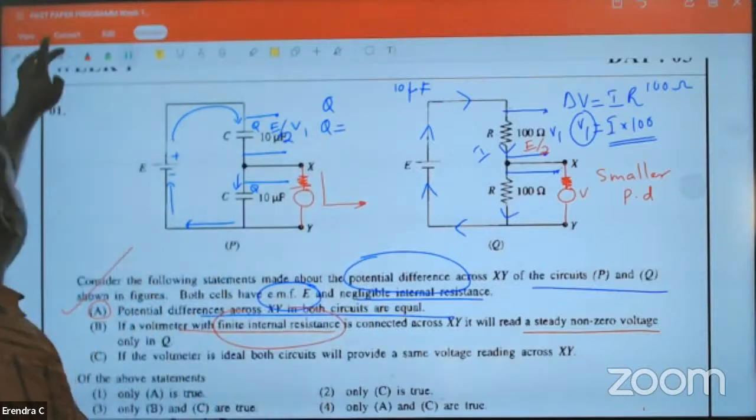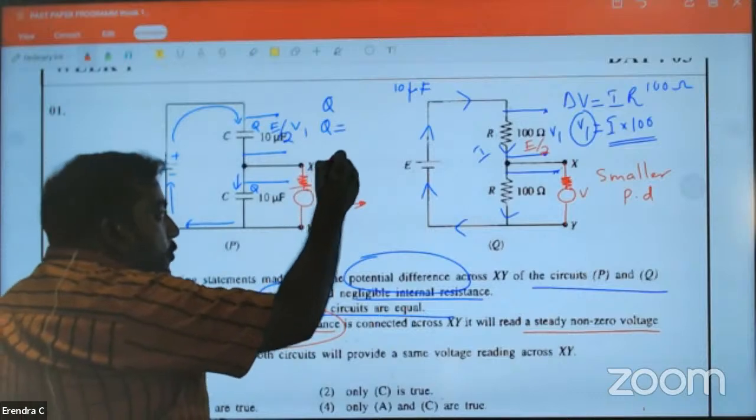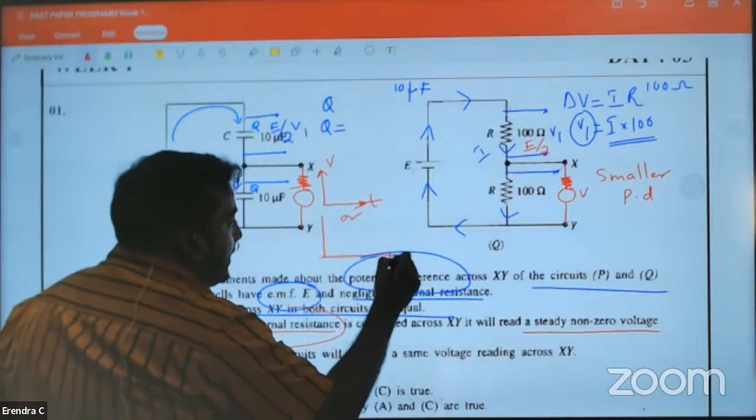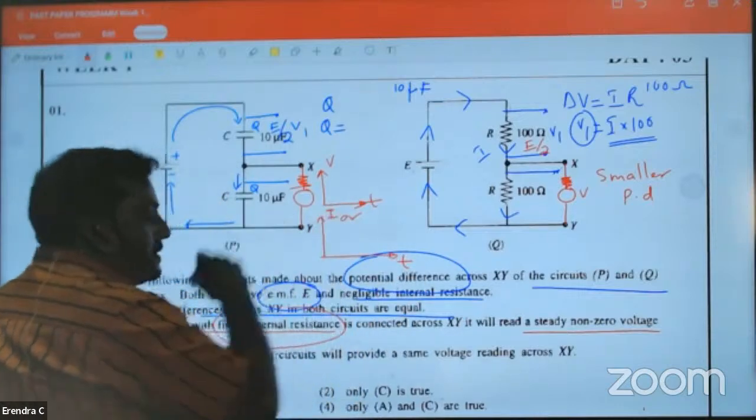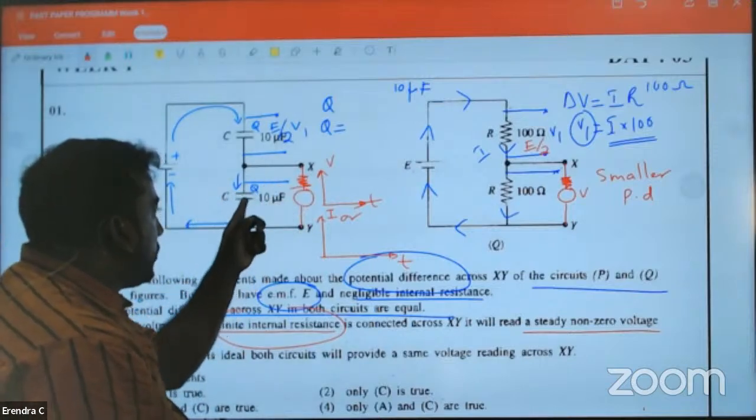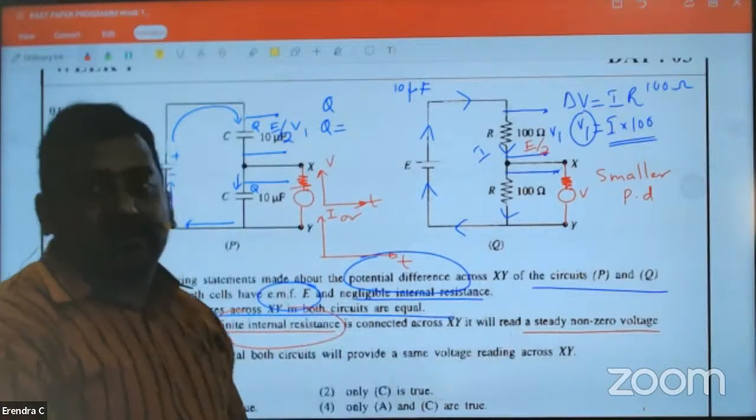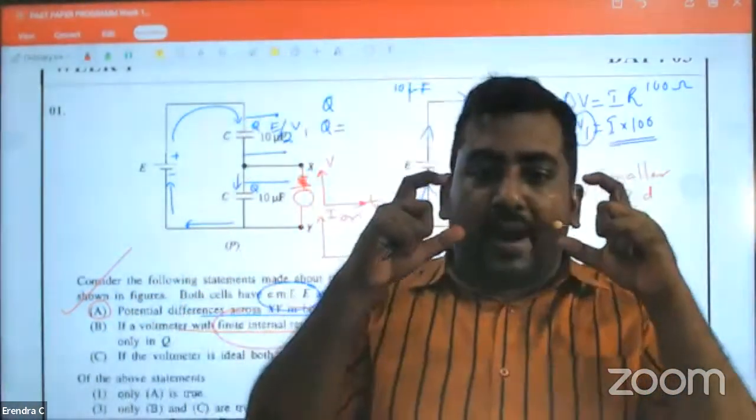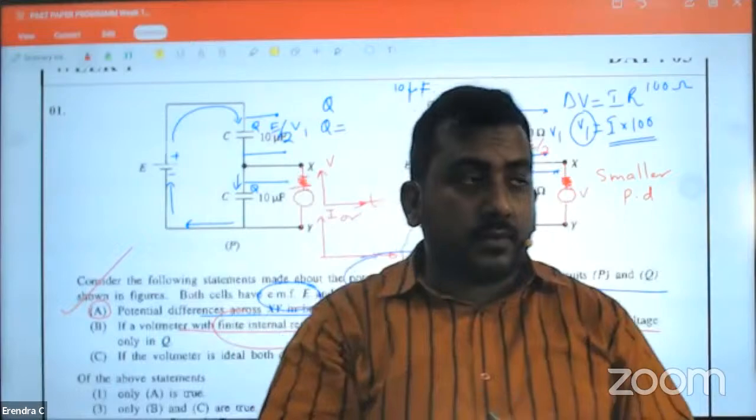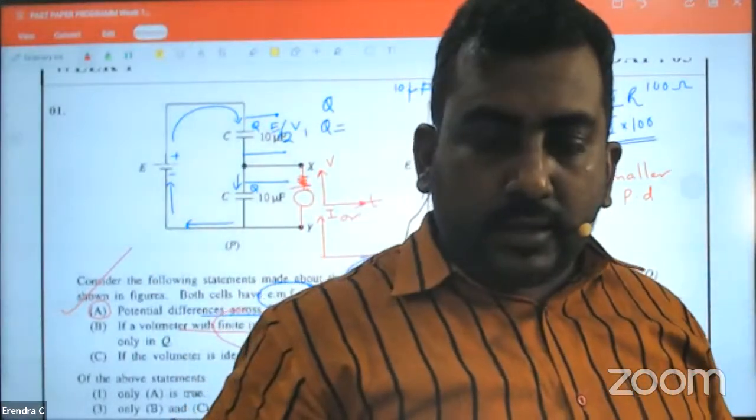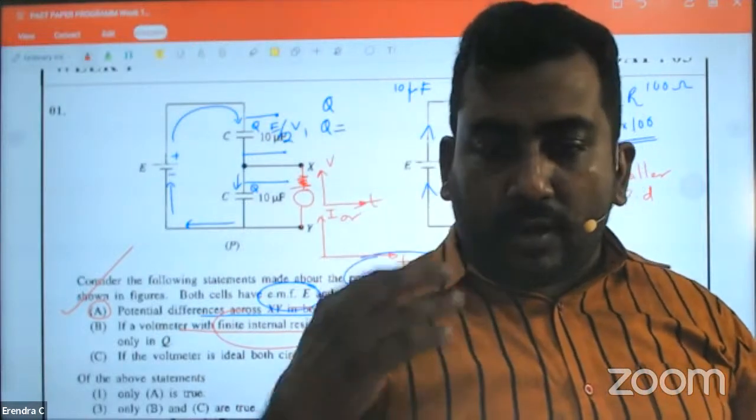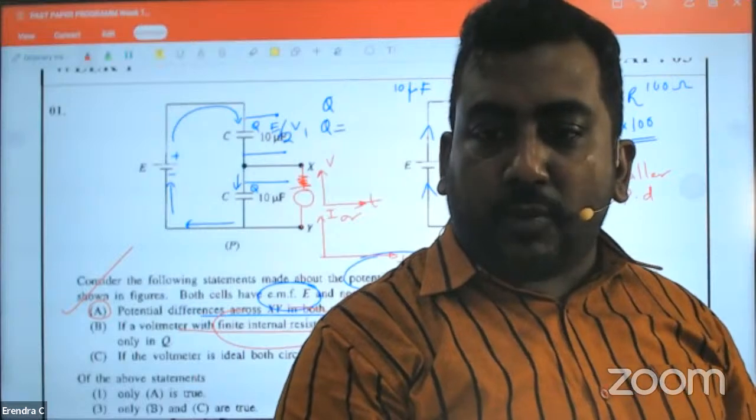Right, look at this. When you connect a resistor parallel to a capacitor, now what happens? If you're in the chat, you can put it in the chat.